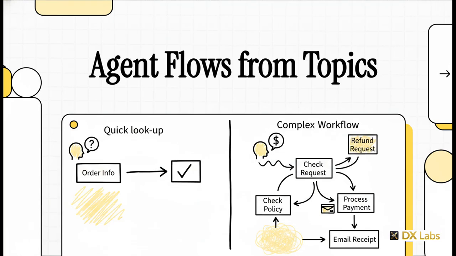Call agent flows from agent topics. Imagine walking up to a retail help desk. Asking, has my order shipped, is a super quick lookup, right? But asking, can I get a refund? Well, that requires the clerk to check return policies, hit the payment gateway, and then email you a receipt.